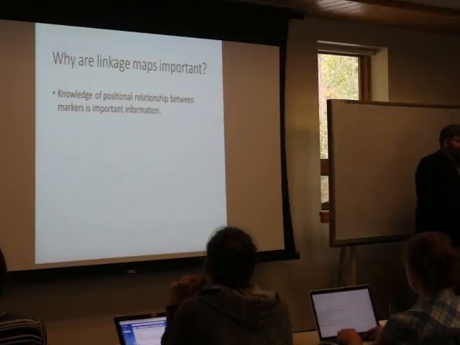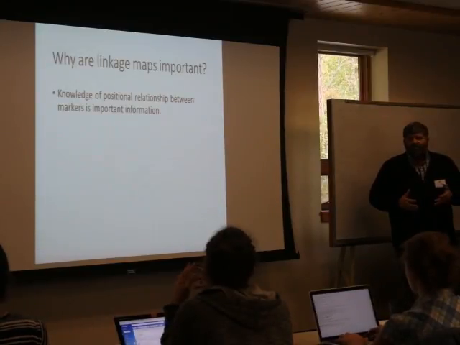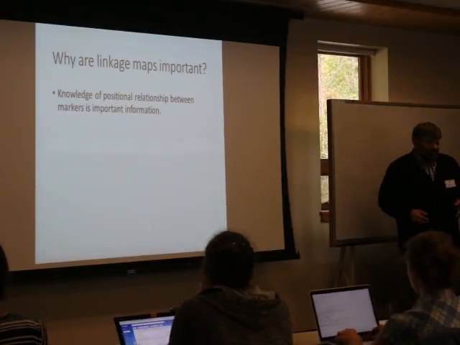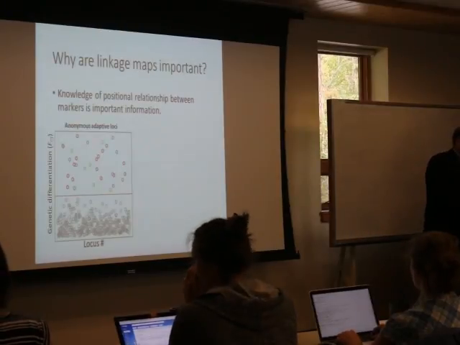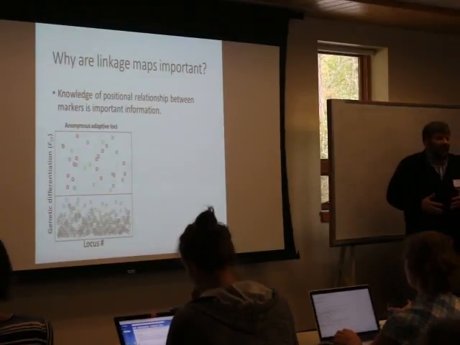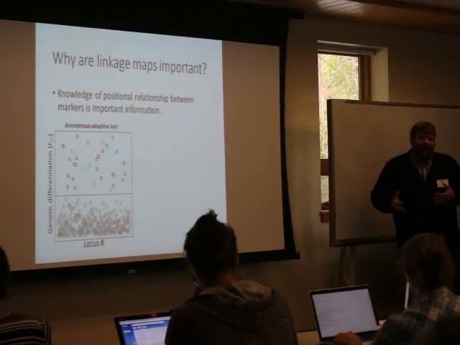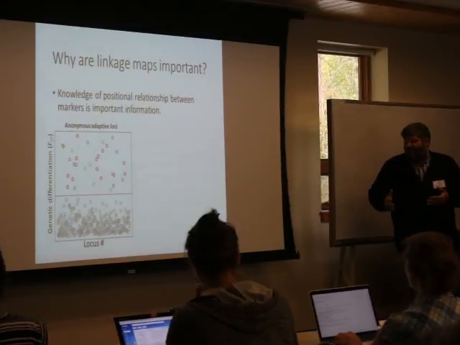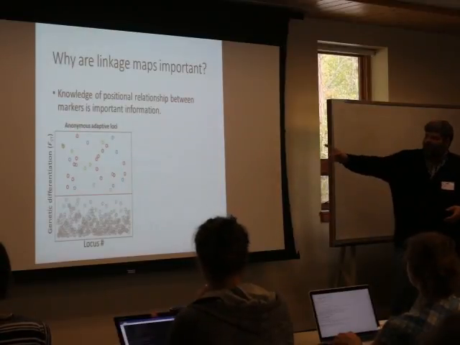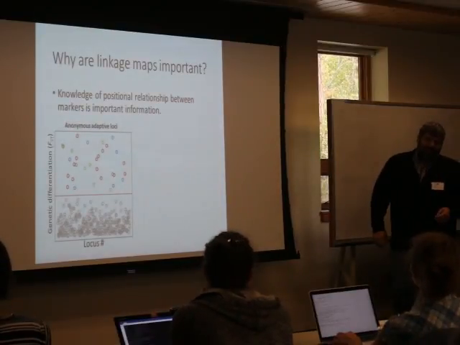So linkage maps are important because knowledge of the positional relationship between markers is important. You can imagine a simple situation. You have a lot of loci that you've looked at. You've scanned, or you've looked at FST across these loci and set a threshold, and you found a number of loci that look like they might be adaptive.